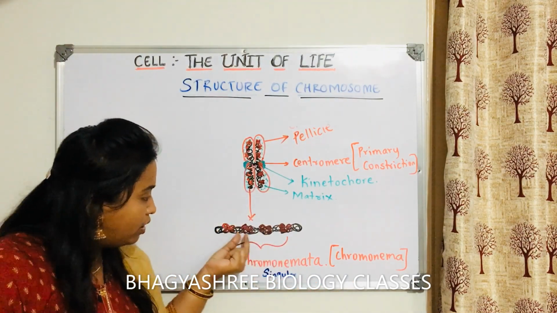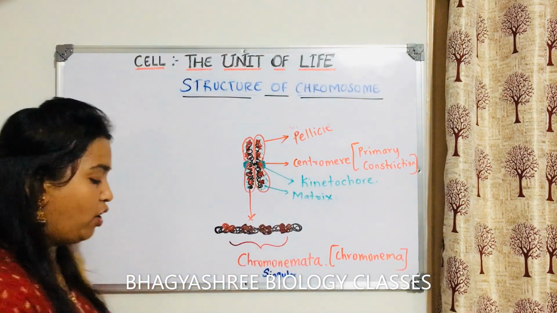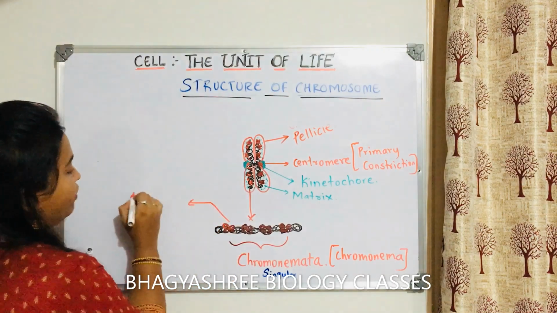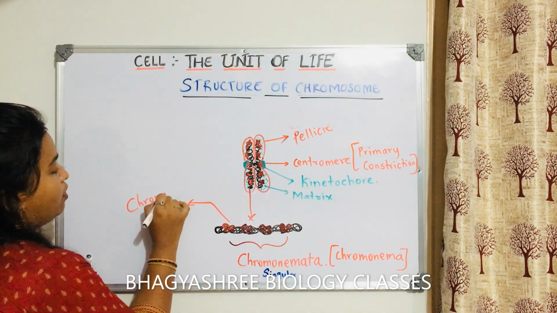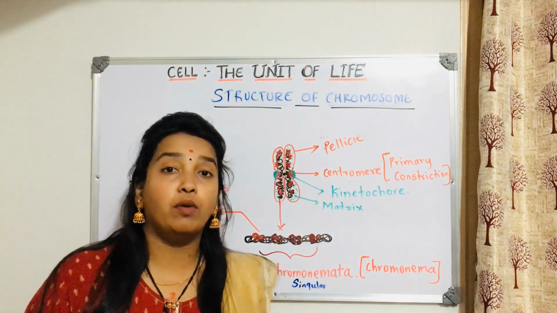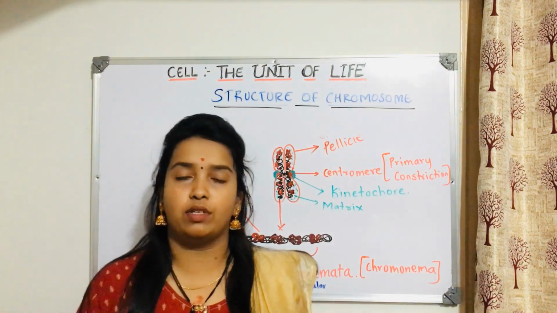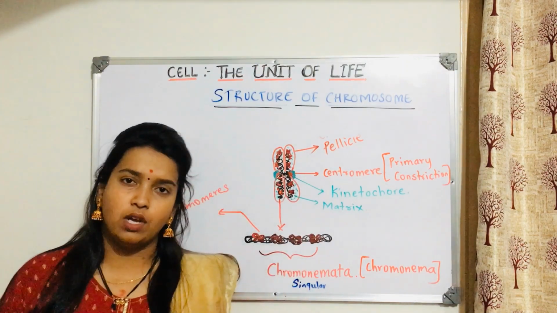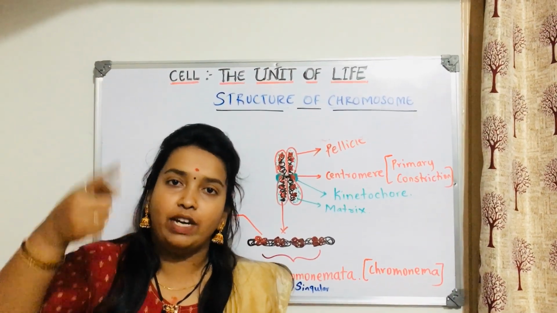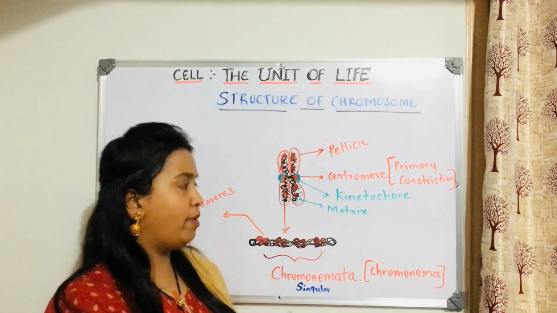And these beaded structures, what you are able to see here, we call them chromomeres. What are chromomeres? Chromomeres are nothing but nucleosomes, and we have already done about nucleosomes. Nucleosomes are what? Nucleosomes are 8 histones along with DNA. Do you remember, no?